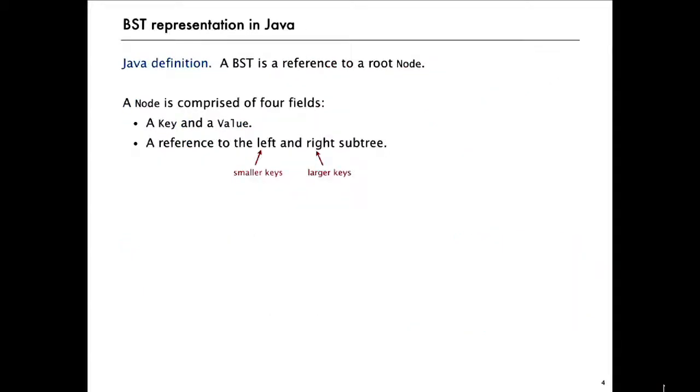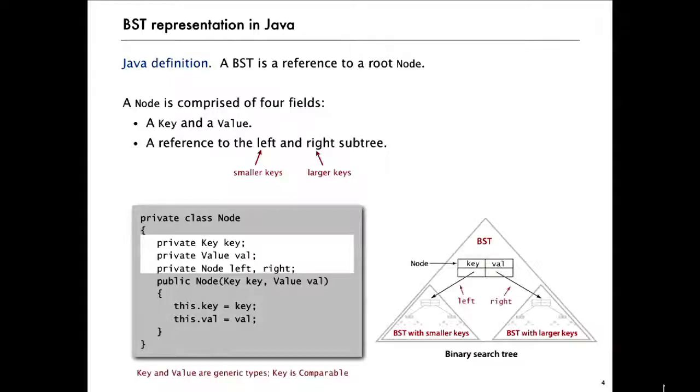So how are we going to represent binary search trees in Java? Well, we're going to extend our implementations of linked list structures to have two references instead of just one. So first of all, there's a node at the root, so a binary search tree in Java is just going to be a reference to a root node. And every node's got four fields, a key and a value, and references to the left subtree that contains the smaller keys and the right subtree that contains the larger keys.